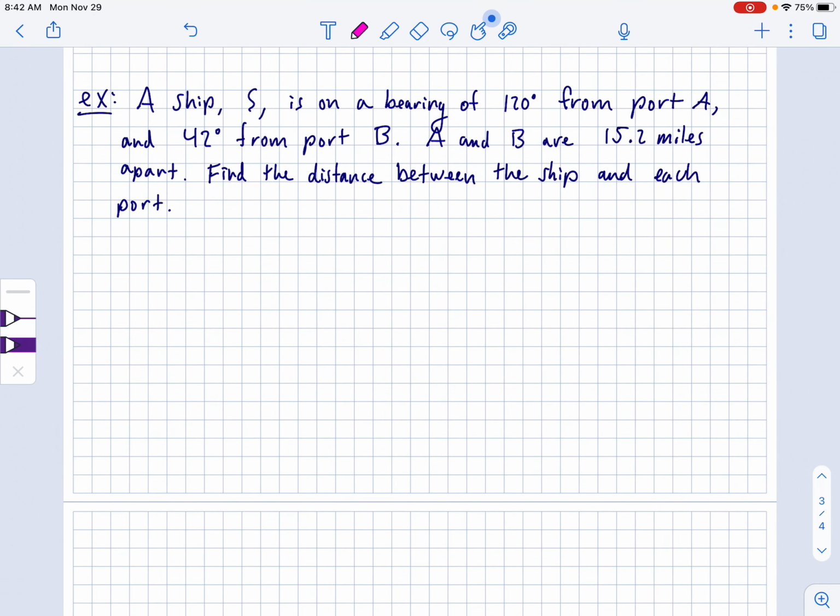So an example with this: a ship S is on a bearing of 120 degrees from port A and 42 degrees from port B. A and B are 15.2 miles apart. Find the distance between the ship and each port.